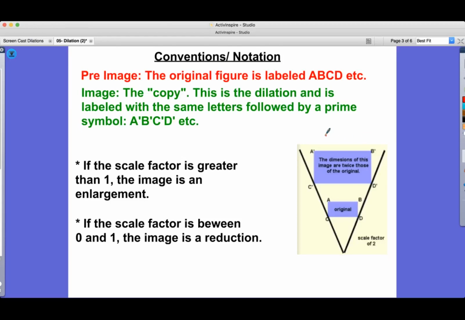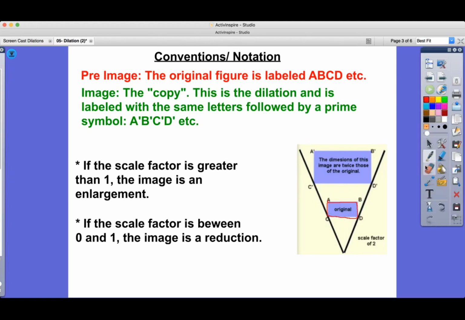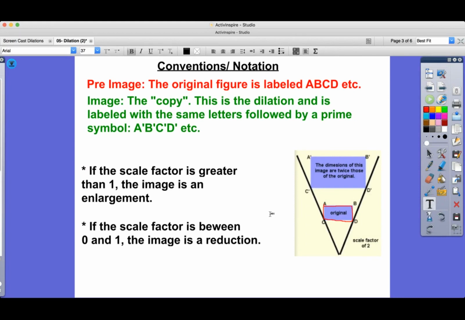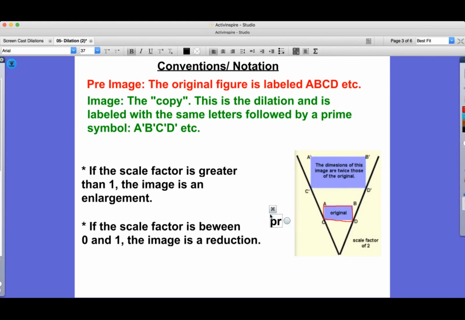If we take a look at this diagram right here, we can see that this rectangle is A, B, C, D, and then this rectangle is A prime, B prime, C prime, D prime. So the ones that have the prime, that's going to be the image. So we can say that A here, let me outline it in red, A, B, D, C. All right, this guy right here, that's going to be the pre-image. So this is the pre-image right here. And this is the original.